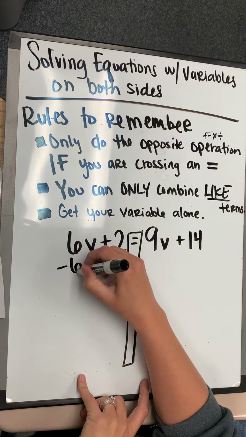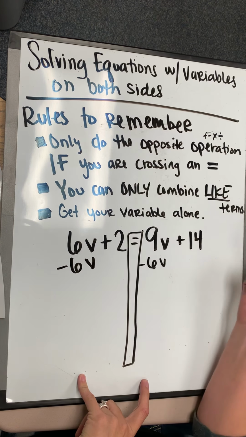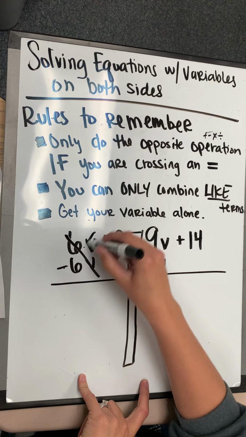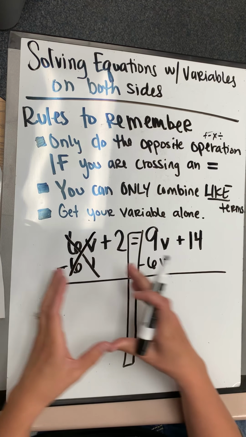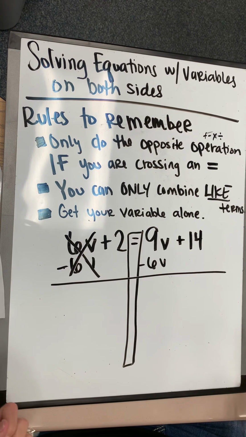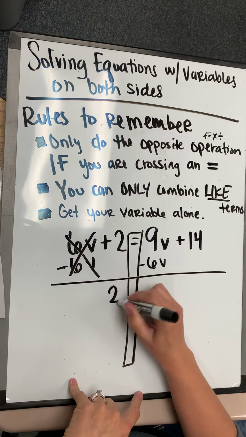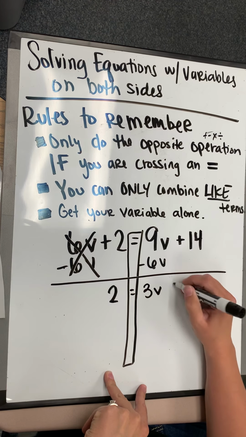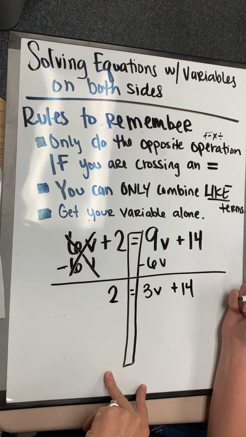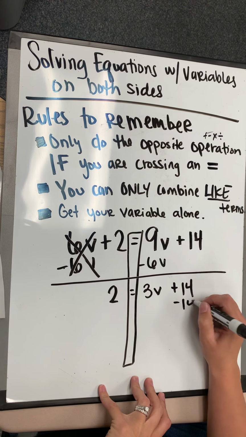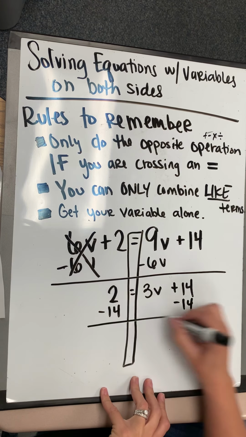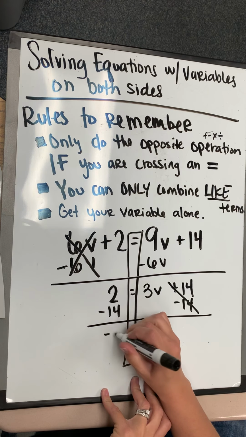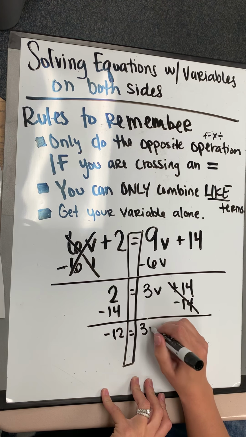So if I minus 6v, I would minus 6v over here. A positive 6v minus 6v is 0, it's gone. Because I did it over here, I have to do it over here. That's what keeps an equation equal. So now I have 2 left over here. 9 minus 6 is a 3v, and I would add 14. So this is now a two-step equation. I get rid of that stranger, that furthest thing away from the variable. 2 minus 14 is a negative 12, is equal to 3v.